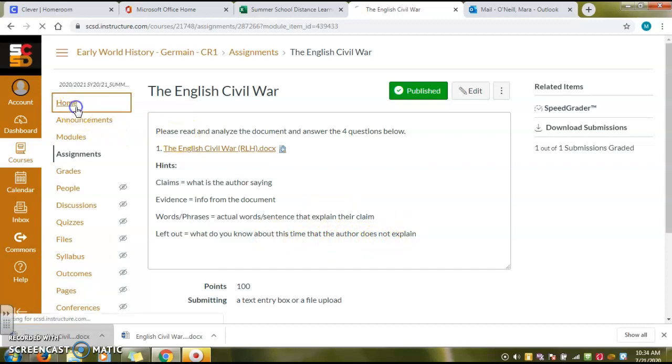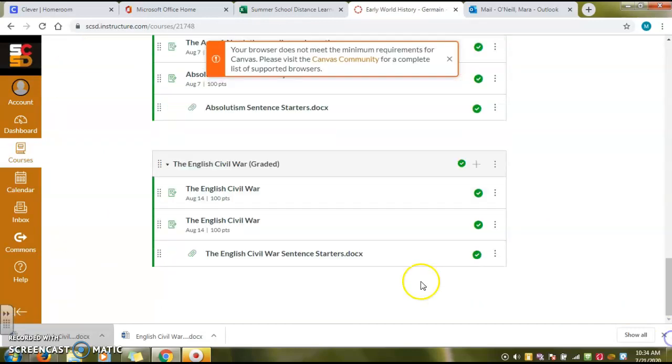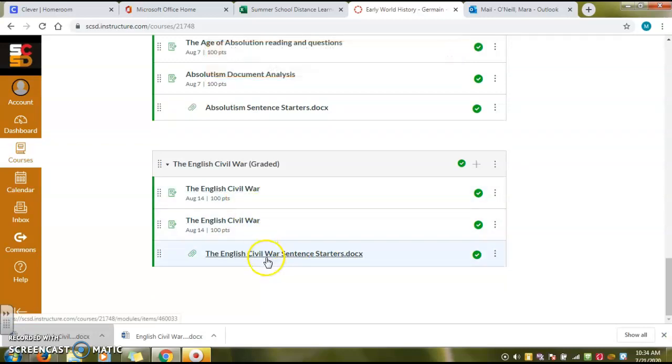You can always go back to your module for the English Civil War, and if you would like sentence starters, I have attached that for you. Once you have finished this assignment, regardless if you're using the sentence starters or the regular document, please make sure to save it to your computer and then submit.